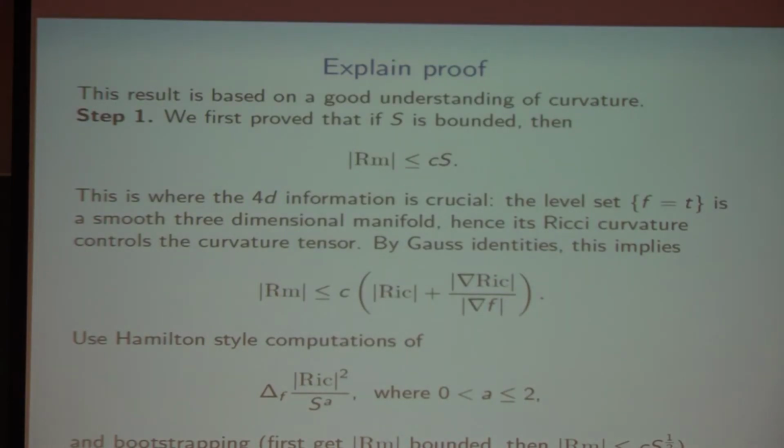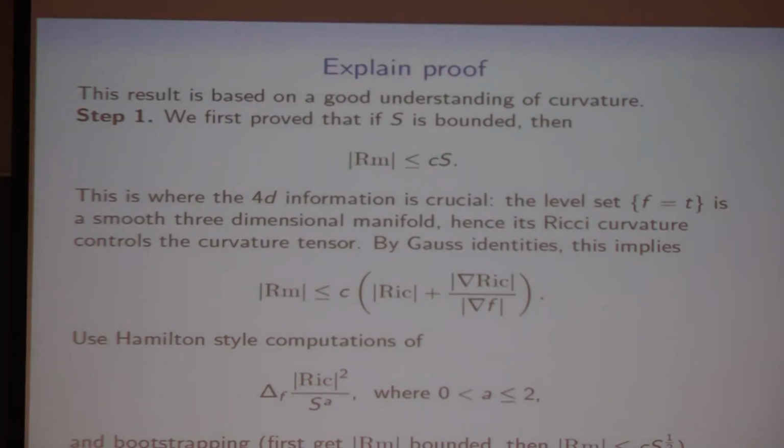Then you have to control this. So from here, you have to jump to here, right? So Riemann is bounded by S, you only know this. So the next step is to use Hamilton-style computation and divide Ricci by S to different powers. You would like to divide by S squared from the very beginning, but it doesn't work like that.